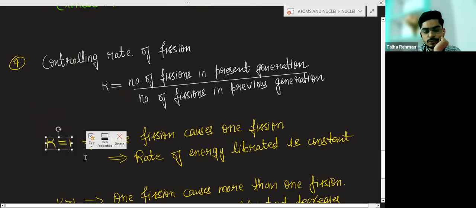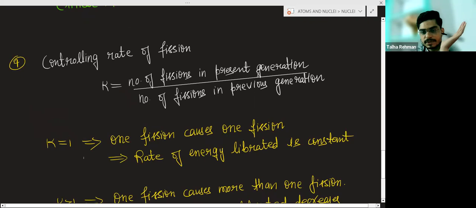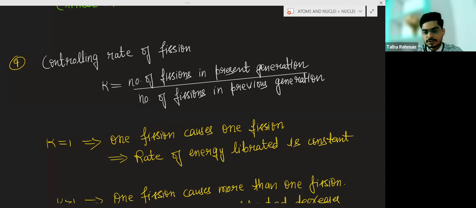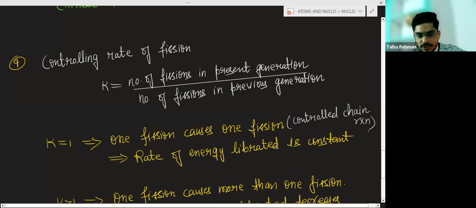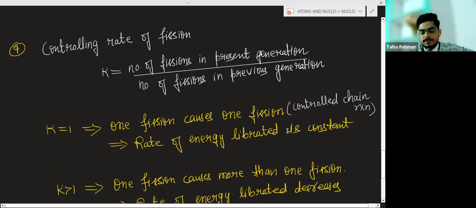If K is equal to 1, means number of fission in present generation will equal to the number of fission in previous generation. Case of the controlled chain reaction. Okay. One fission causes one fission. Controlled chain reaction. If there will be a controlled chain reaction, rate of energy is constant.